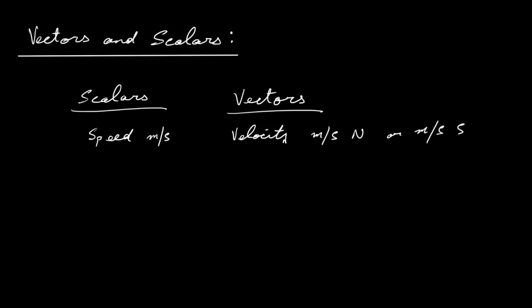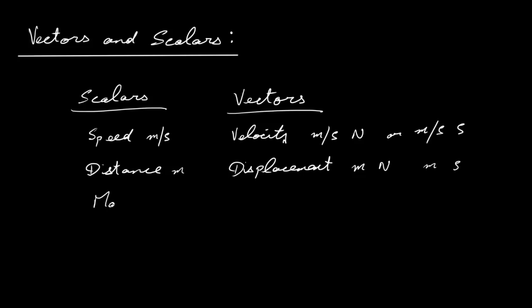Another example would be distance. Distance would normally be given in meters or kilometers and so on. So you could say that two objects are 10 meters apart, for example, or someone has moved a distance of 10 meters. Now, displacement, on the other hand, is a vector, and that gives the distance in a particular direction. So you would say someone has moved, for example, 10 meters north, or 10 meters south, and so on.